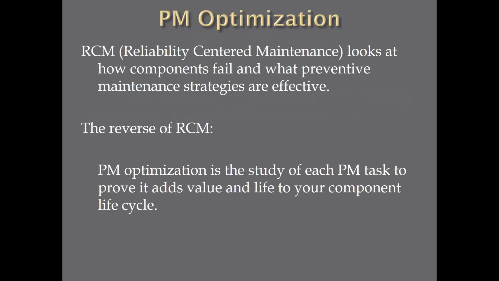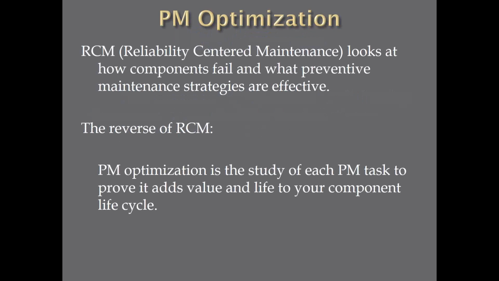Now, one of the other methods we'll look at is called PM optimization. So RCM, Reliability Centered Maintenance, looks at how components fail and what preventive maintenance strategies are effective. Well, I always call PM optimization the reverse of RCM, because now you have your PMs, so we should optimize our PMs. So PM optimization is a study of each PM task to prove it adds value and life to your component life cycle. So what I've given you here is a series of questions I would ask on a PM optimization.